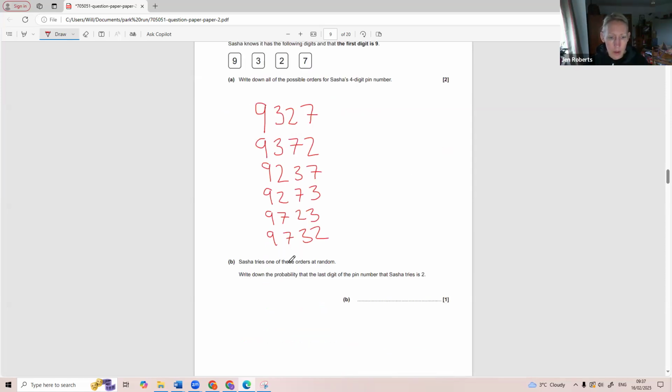Sasha tries one of these orders at random. Write down the probability that the last digit of the PIN number that Sasha tries is 2. So that's the last digit 2. This is the last digit 2. So it's 2 out of a possible 6. You could have used that as your answer. You could have simplified it to a third. Either of those would give you 1 mark.